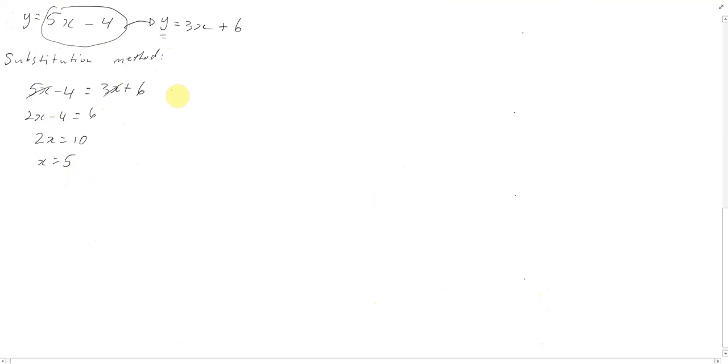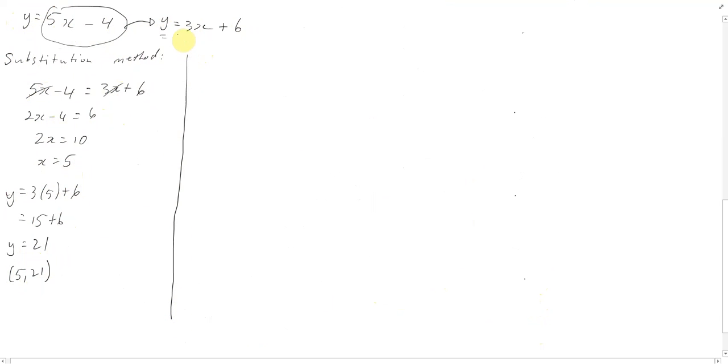Now I've got to substitute the 5 back in to one of these. I'll just choose this second one, just for no reason. y equals 3 times 5 plus 6. 3 5s, 15 plus 6. So y is equal to 21. There we go. So my final answer is (5, 21). And I'm done. So there's the substitution method.